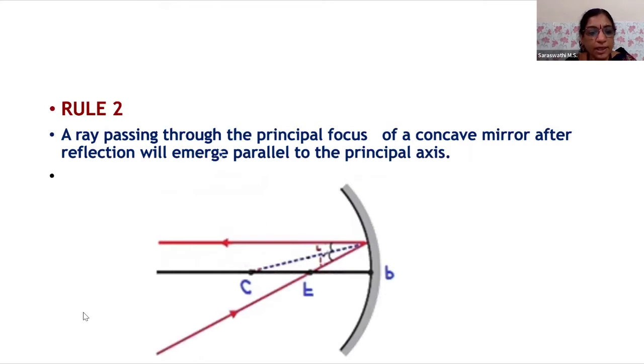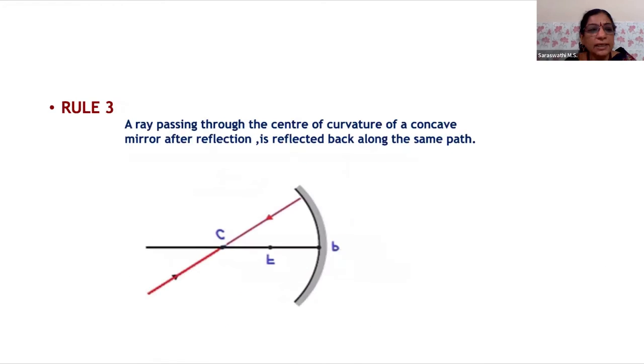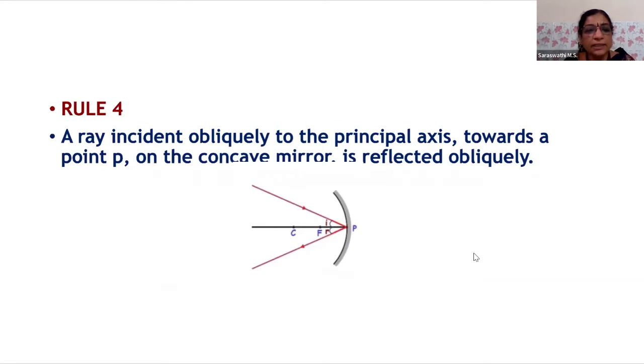The first one being ray traveling parallel, passing through the focus, and the second one through the focus traveling parallel. The third rule is passing through C gets reflected along the same path because any ray passing through C will act as a normal. And the last rule here for concave mirror is a ray which makes an angle i with the point of incidence P, the reflected ray makes an equal angle with the normal. The normal here is going to be the principal axis.